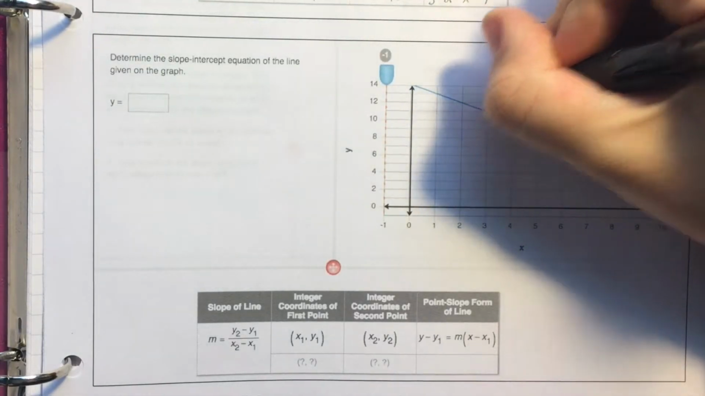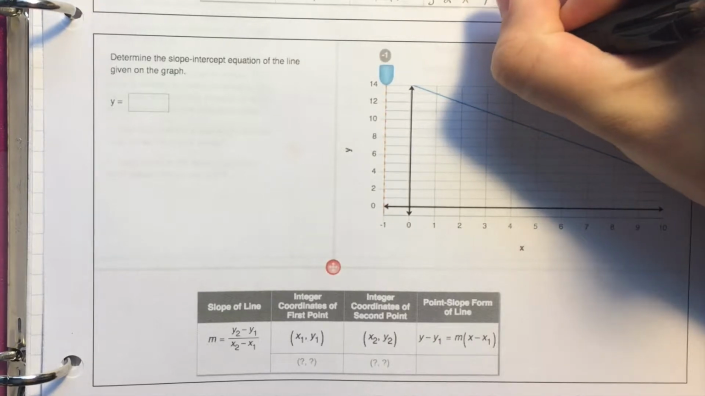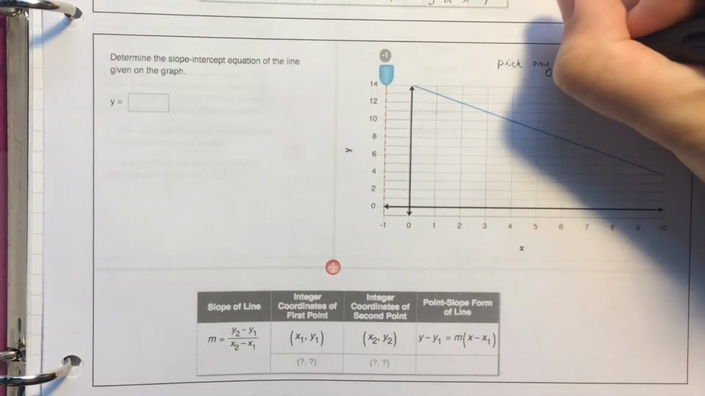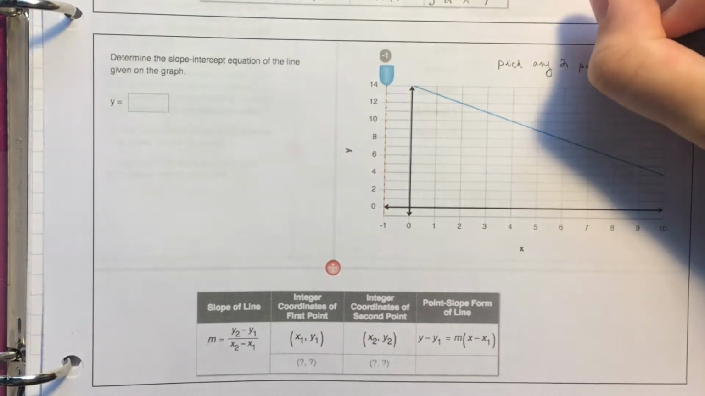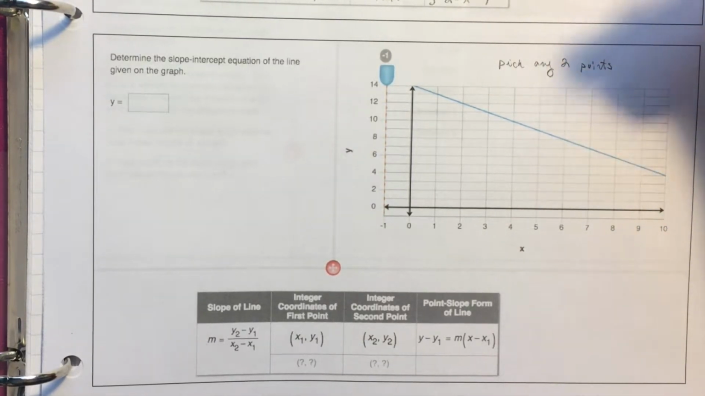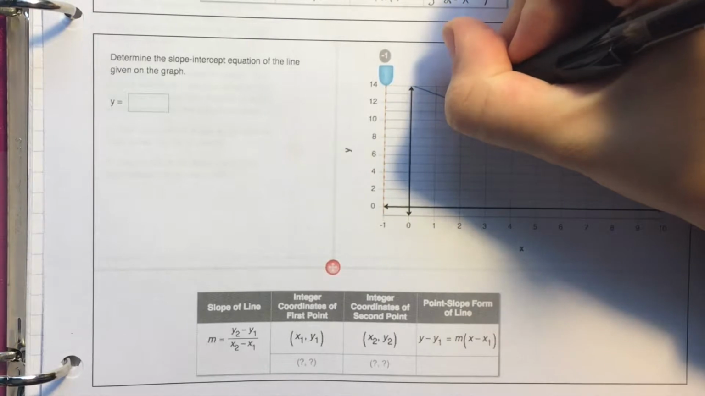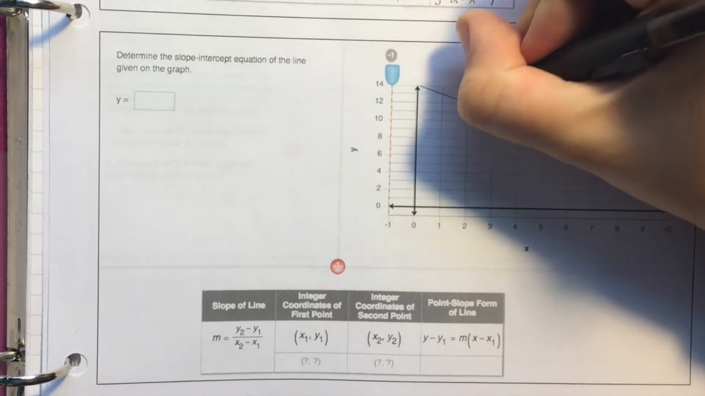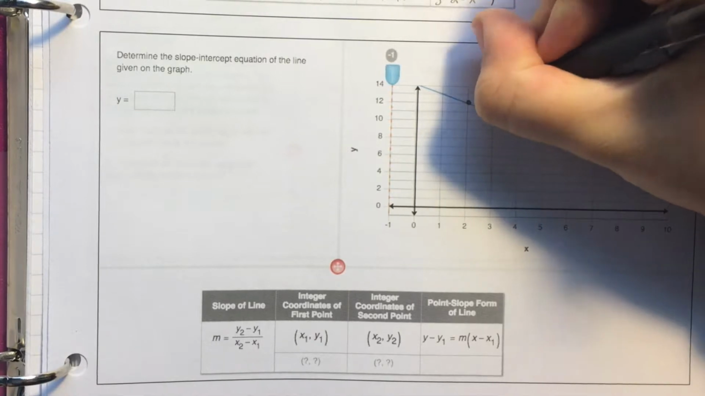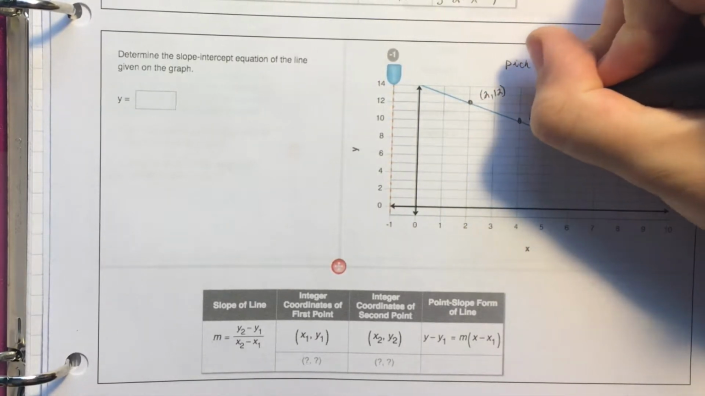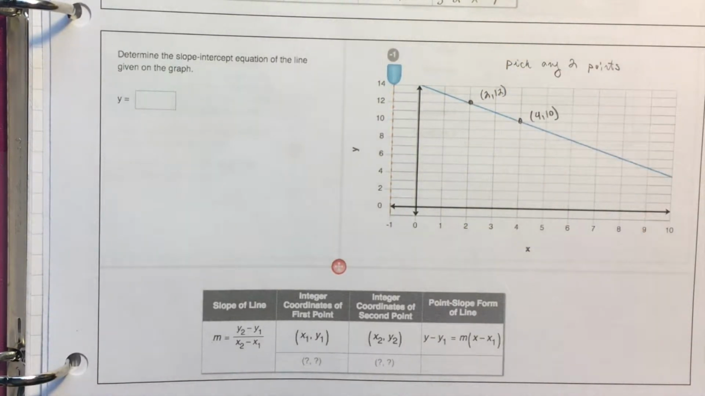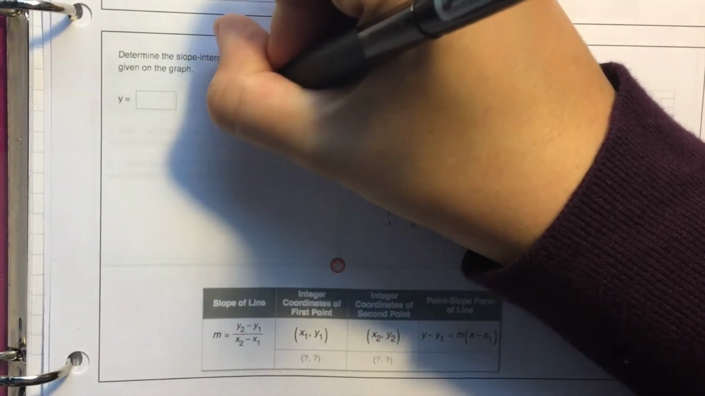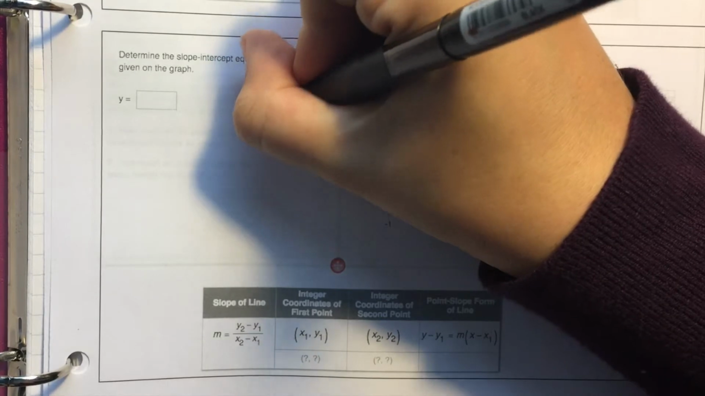The second example that I'm going to take a look at says determine the slope-intercept equation of the line given on the graph. So in order to start, I'm going to pick any 2 points on my line. Just to do a demo, I chose the points 2, 12 and 4, 10. And then I'm going to follow the same steps I did previously. So I'm going to use those 2 coordinate points to solve for my slope.